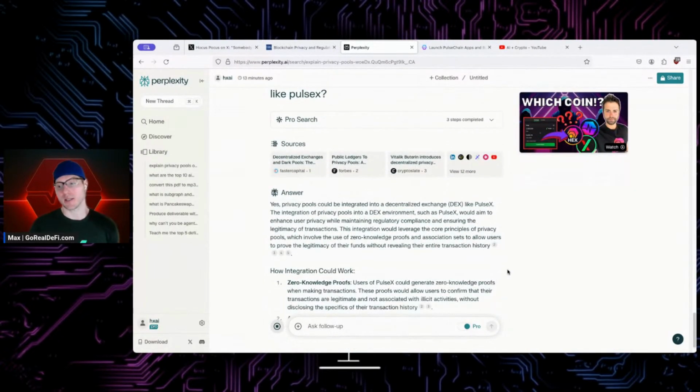Maybe everything. Okay, I guess there's two ways to look at this. Would it be a new DApp built and launched on PulseChain by the PulseChain dev team if this came to life, or would it just be another feature of PulseX? Because this is what it says: yes, privacy pools could be integrated into a DEX like PulseX.